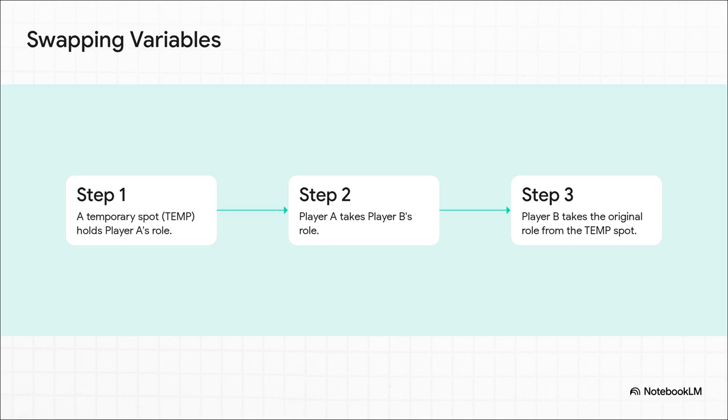We'll call it temp. First, you put player A's role in the temp spot for safekeeping. Now that player A's spot is free, you can put player B's role there. And for the final step, you take the role you saved in temp and give it to player B. It's a little 3-step shuffle that programmers use constantly.